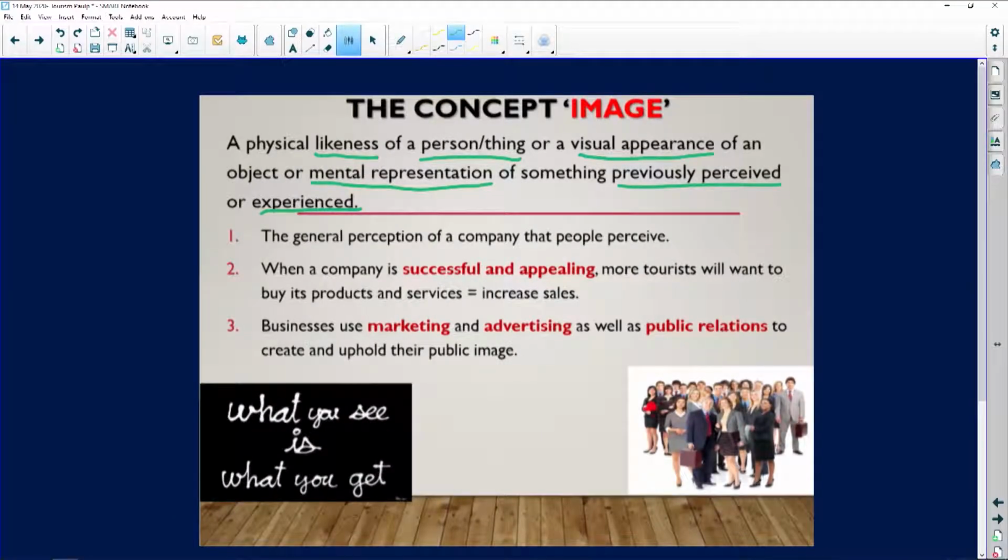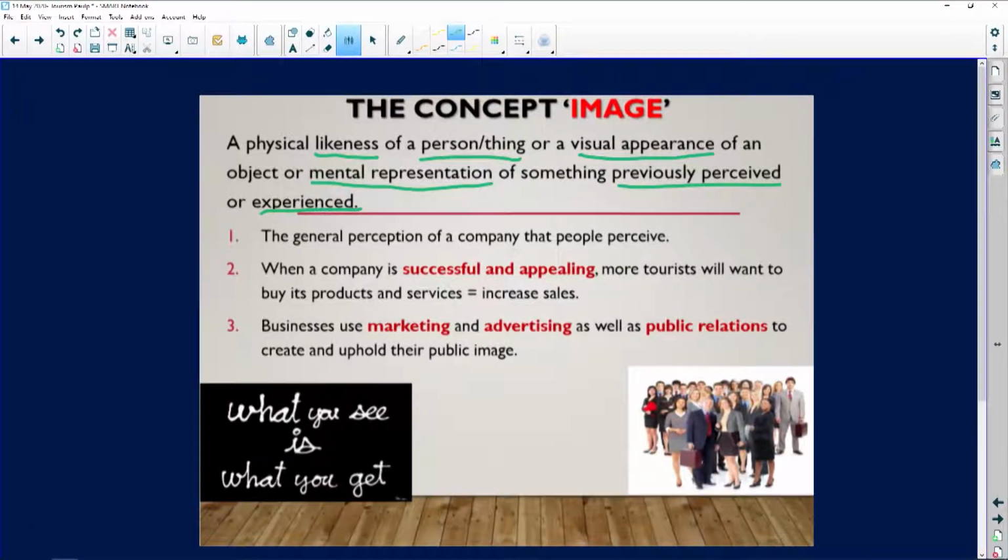All right, so let's have a look. The concept image is all about the general perception of a company that people perceive. So this is basically the way people look at the company. When you say the name of a company, immediately people will start thinking of experiences, what they heard of the company, what they've experienced of the company, and so forth. All right, so for a company to be successful and appealing, those two words are very important. That is the key, because tourists will want to buy its products and services. It will increase sales if companies are successful and appealing.